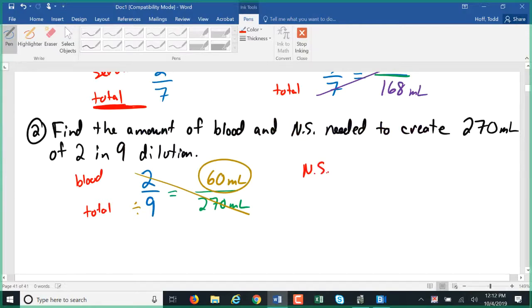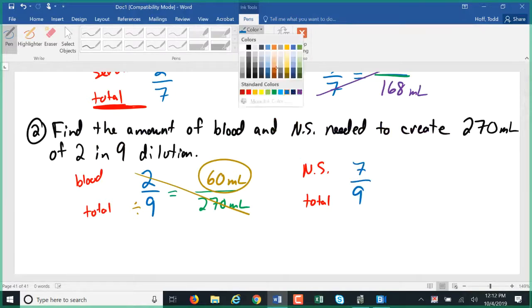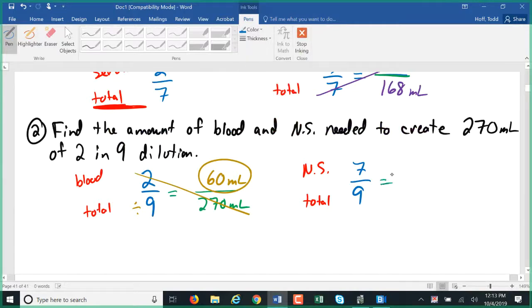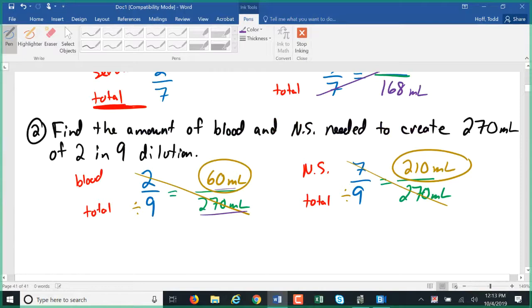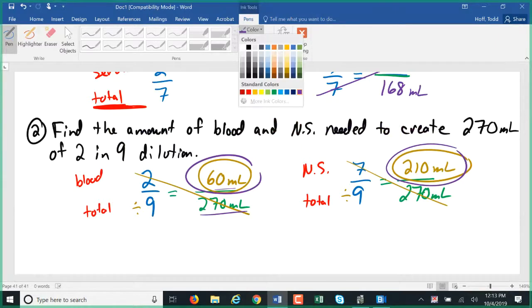Then create the ratio of saline to total. 7 to 9. 270 milliliters of total solution. Cross multiply and divide. 7 times 270 divided by 9 is 210 milliliters of saline. Now, of course, you could have just subtracted total of 270 minus 60 to get the saline. I like to figure them both out and make sure they add back up. Those do add back up to 270. It's just me being cautious.